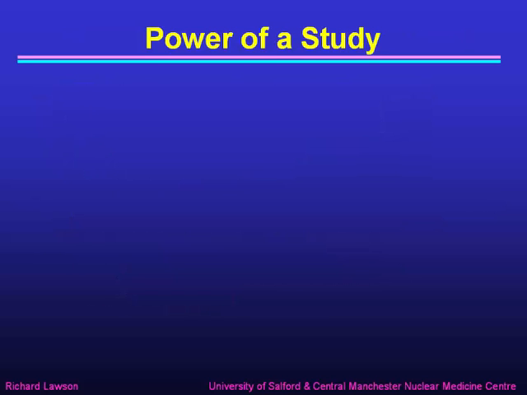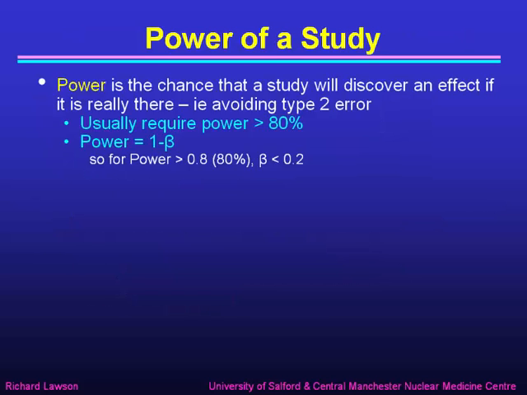There's also something called the power of a study we need to consider. Power is the chance that a study will discover an effect if it really is there. That is, we avoid making a type 2 error. Usually we require a fairly good power, and a power of more than 80% is quite traditional. The power is equal to 1 minus beta, so for a power of more than 0.8 or 80% we require beta, the chance of a type 2 error, to be less than 0.2.